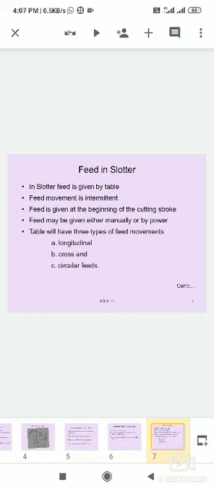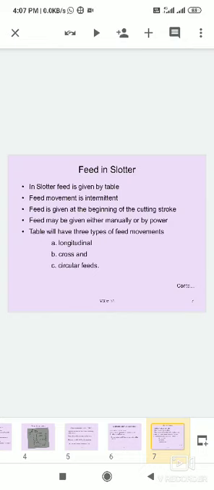Feed in slotter. In a slotter, feed is given by the table. Feed movement is intermittent. Feed is given at the beginning of the cutting stroke. Feed may be given either manually or by power. The table will have three types of feed movements, that is the longitudinal, cross and circular feeds.